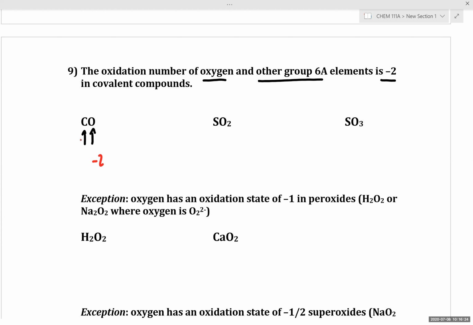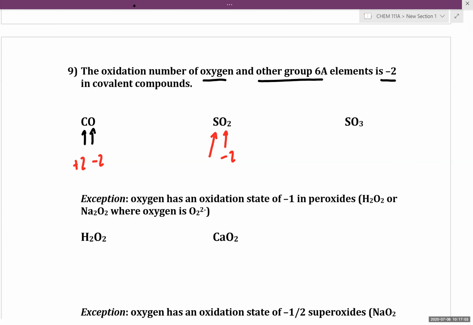What's the oxidation number of carbon? +2, yep. Okay, perfect. So let's look at sulfur dioxide. In this case, oxygen is more electronegative, so we have an oxidation number of -2. So what would the oxidation number of sulfur be as a result? If the total oxidation number matches the total charge of 0, what is the oxidation number of sulfur? +2. So that's very close.